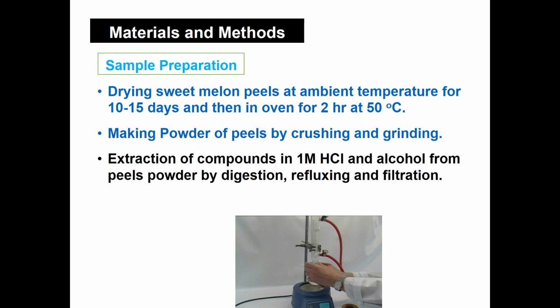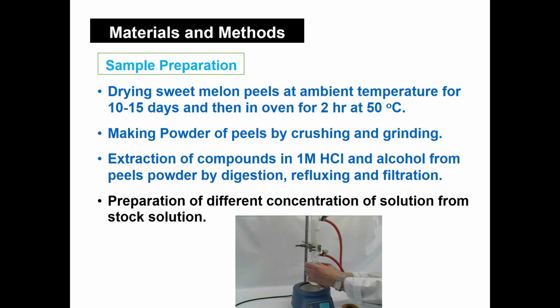Then we crush it, grind it, make the powder, and then the extraction process was done in 1 M HCl and alcohol from the peel powder by utilizing the digestion, refluxing, and filtration technique. After preparation, we use this solution to make different concentrations to utilize in the testing of the inhibitor.